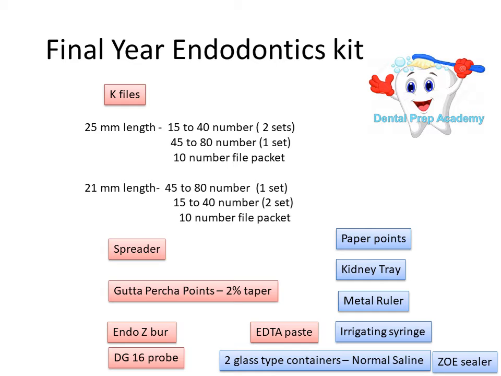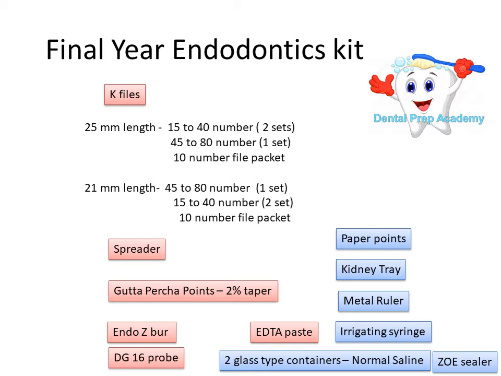So one thing also to note here is that you can use a larger length file, a 25mm file, in a tooth with a smaller working length, but you cannot do the opposite. You cannot increase the length of your file later on. So mostly you will be needing 21mm, but sometimes you might also need 25mm length.